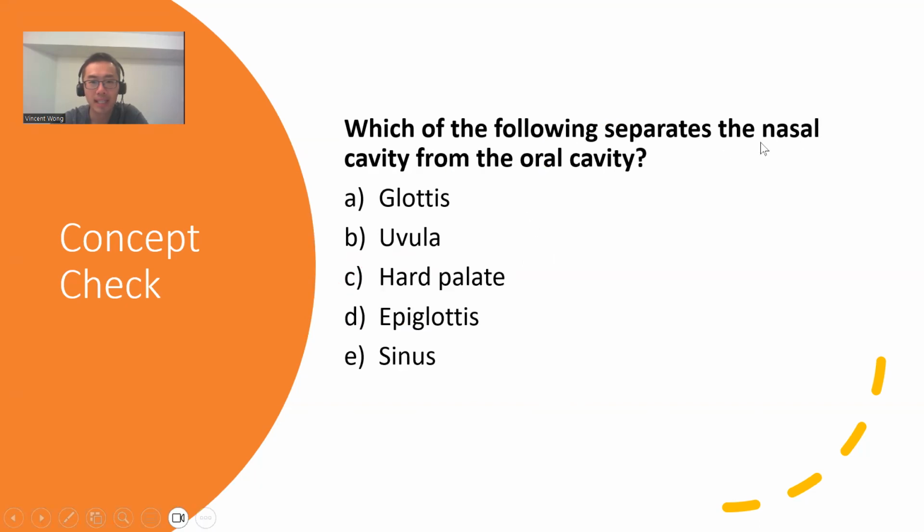Which of the following separates the nasal cavity from the oral cavity? Let me launch the poll for you to try this one. We talked about this on the diagram. Do you remember what is it called?